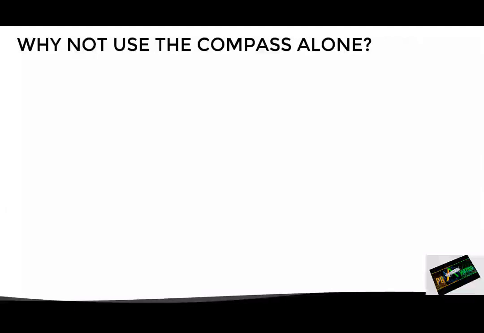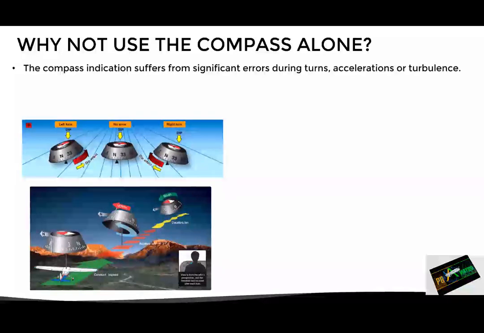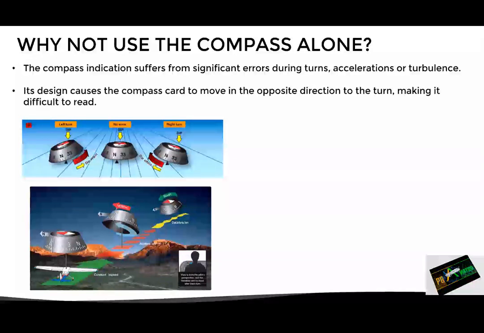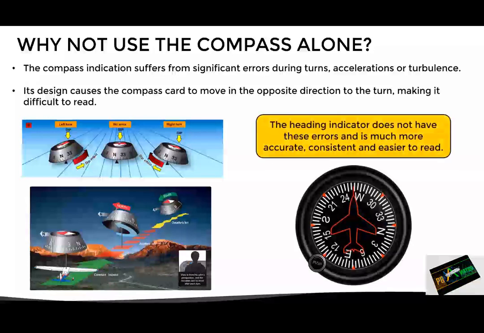Well, the answer is that as we've seen in previous videos, the compass indication suffers from significant errors during turns, accelerations, maneuvers, or turbulence. And apart from this, its design causes the compass card to move in the opposite direction to the turn, making it difficult to read, especially under high workloads. On the other hand, the heading indicator does not present these errors and is much more accurate, consistent, and easier to read. That's why it is the main instrument used for heading indication.